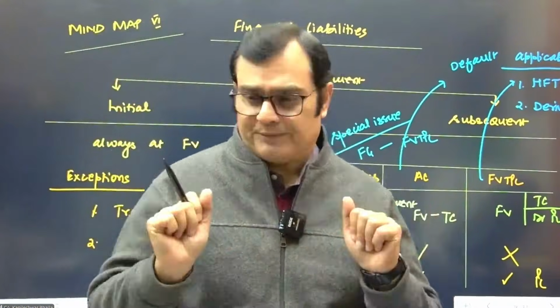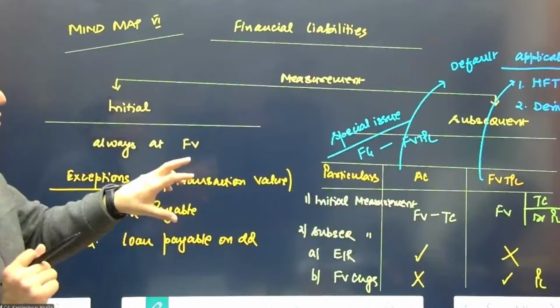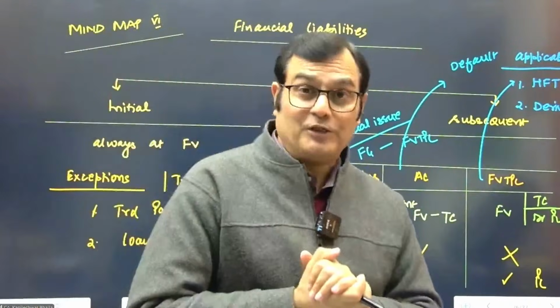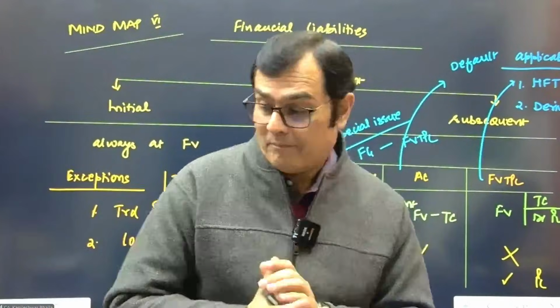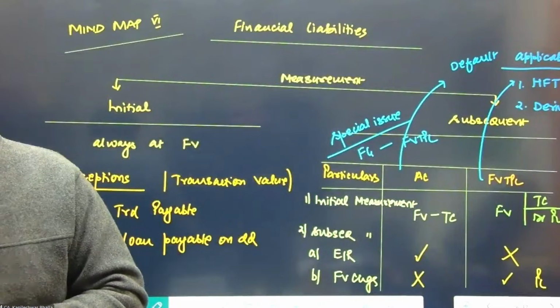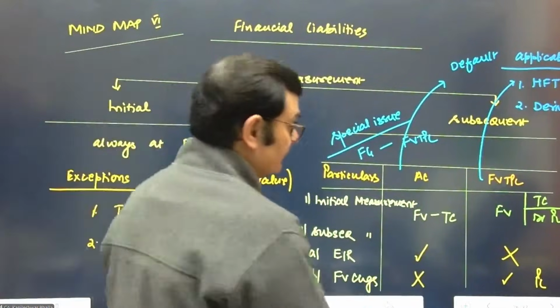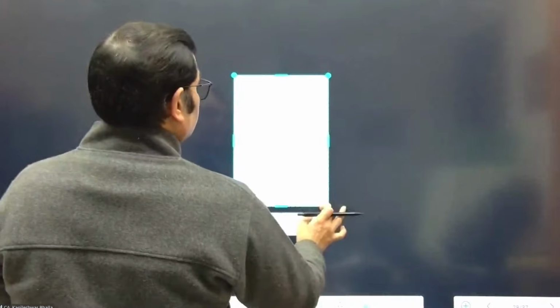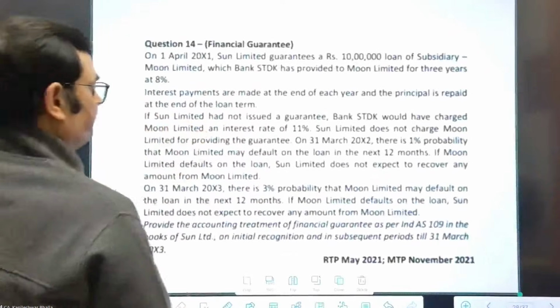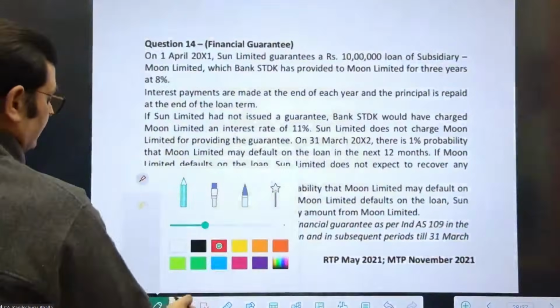So far, so good. Do you want me to do a question on financial liability, or a question on the financial guarantee? Guarantee, sir. Makes sense? Let's do that question on the financial guarantees. Let's go to question number 14. This has come twice in the RTP. This is on the financial guarantee.